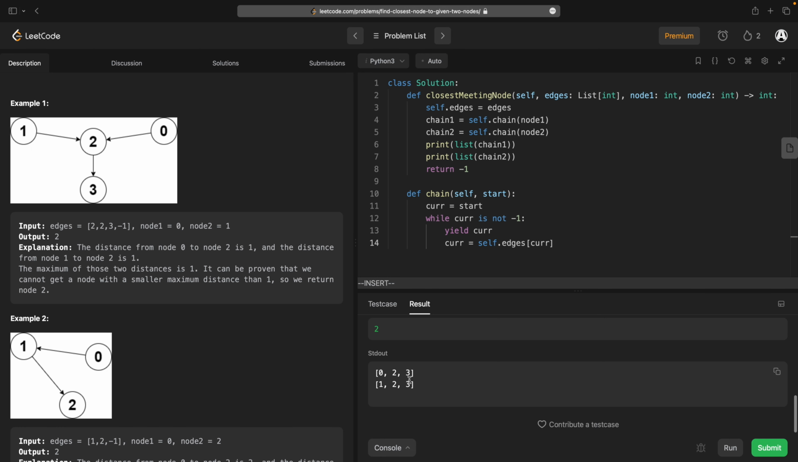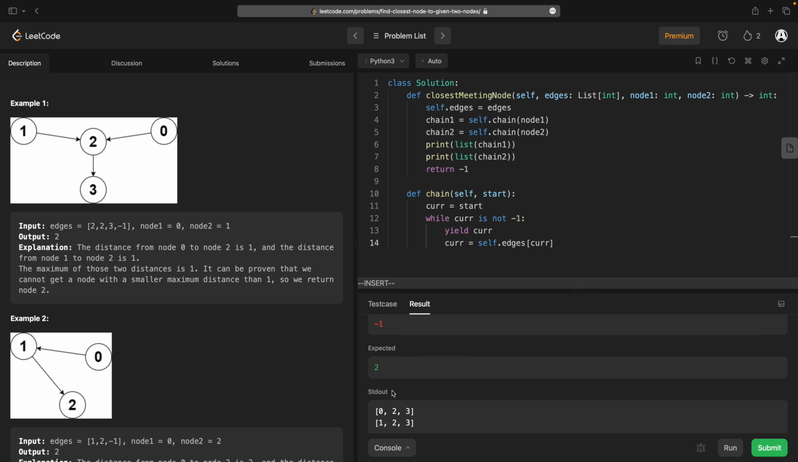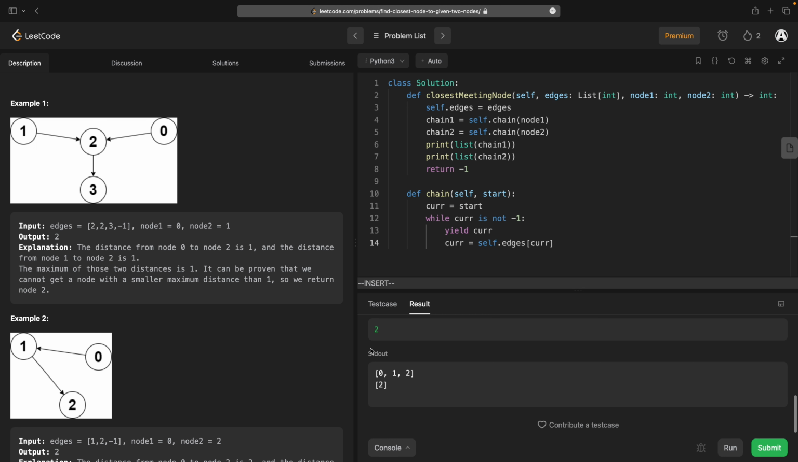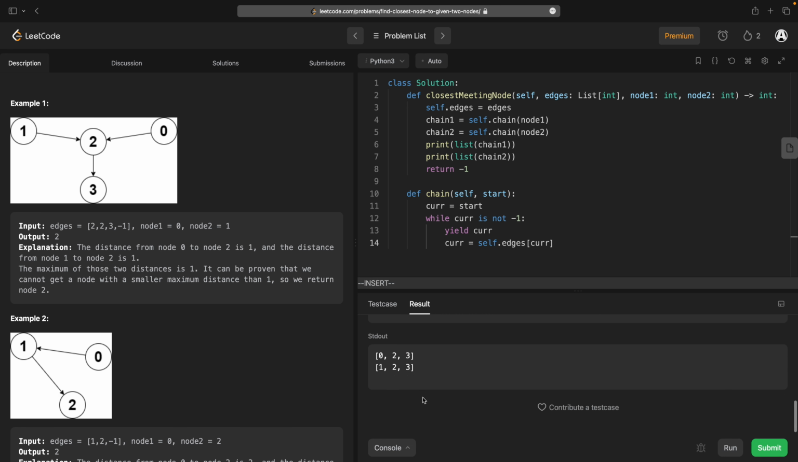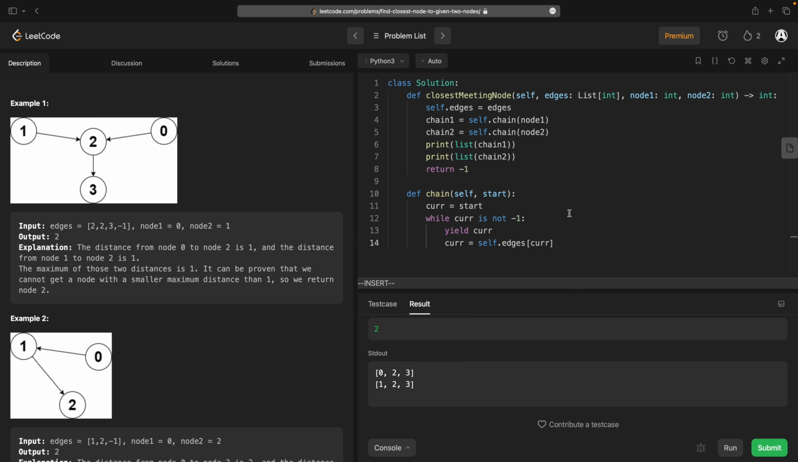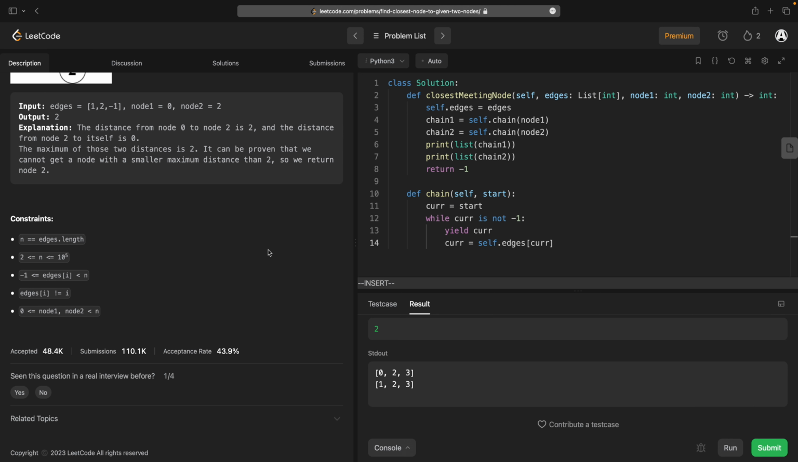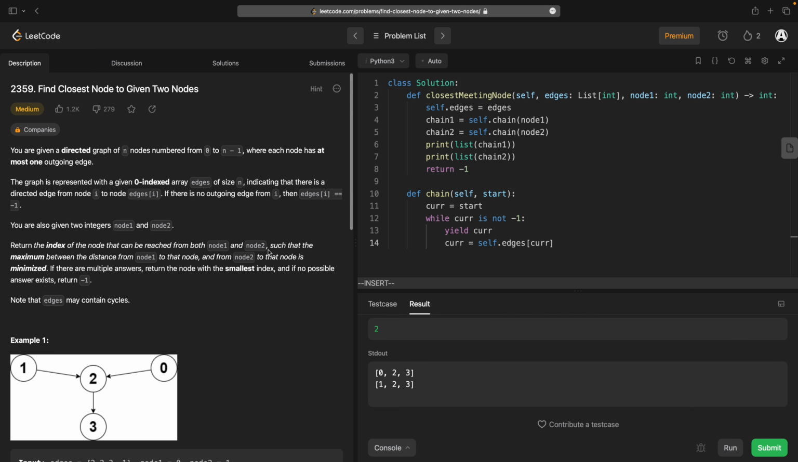Right, so we saw 0, 2, 3 and 1, 2, 3. So good, we can build chains. And in this one here, we saw 0, 1, 2, and 2. Good, so the chains work. The trick now is, how can I find the first node on that chain where they meet? I can't just compare directly, because these won't necessarily be ordered, will they?